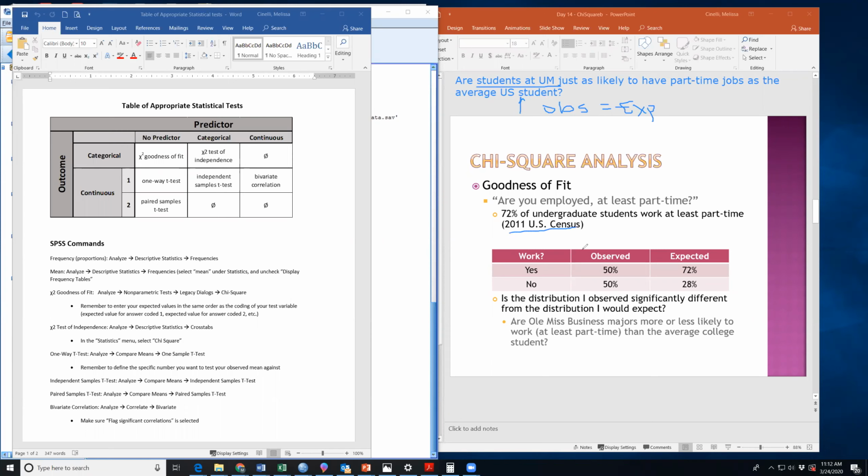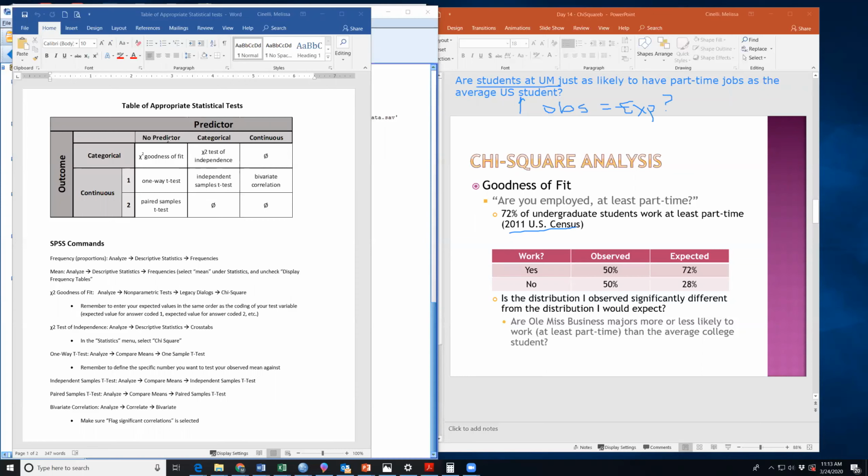The 2011 US Census, that's not my survey. This is not data I collected, but they collected some data that I want to compare my numbers to. It's an external reference point. And I want to know, is what I observed equal to this expectation set up by the US Census?